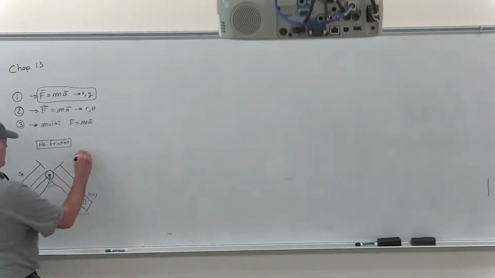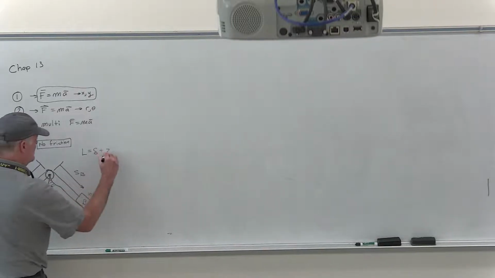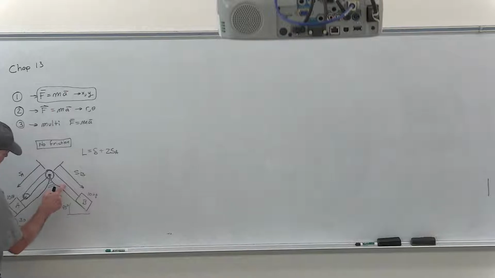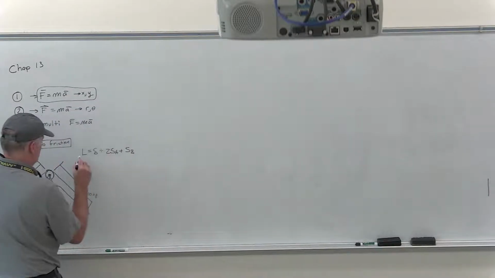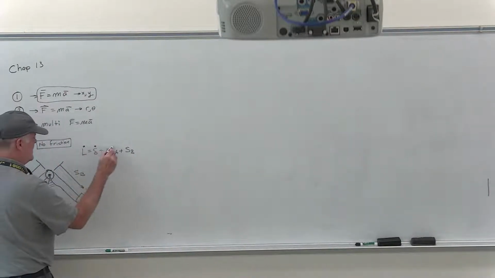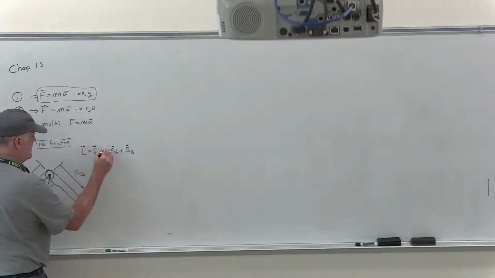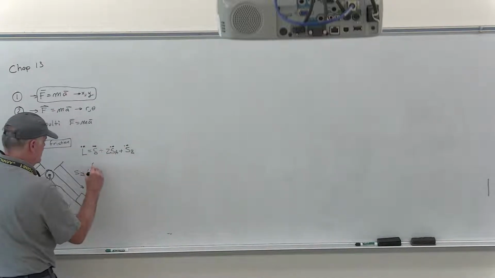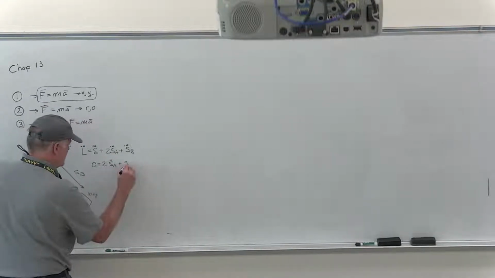Then the length of your rope is equal to the parts that are connected on the pulley here and on the pulley here, plus 2 times SA, because there are 2 ropes right here, and then one SB, because there's just the distance from here to here. If you take one derivative, you get that, and if you take another derivative, you get 0 is equal to 2 SA double dot plus SB double dot.